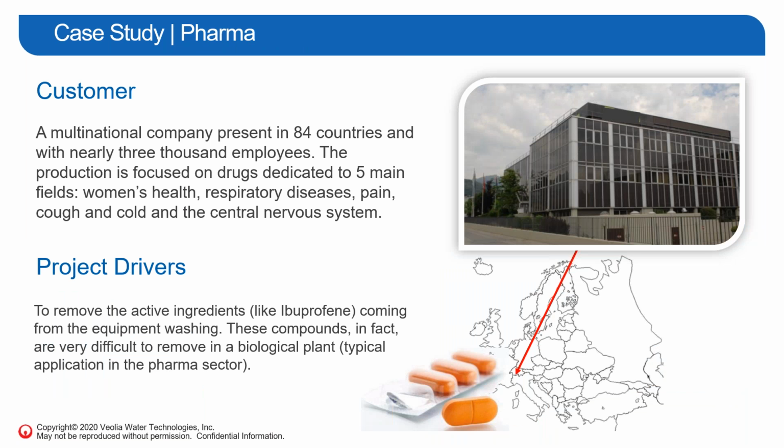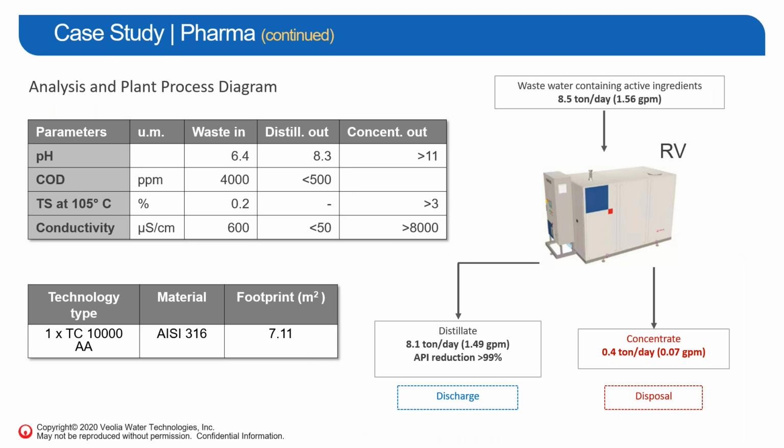Okay, I'm just switching to some of the most important case studies that we had. In this case, we are facing a problem with pharma, and in particular with active ingredients inside the wastewater coming from equipment washing for pharma production. We are talking about around 8-9 tons per day of wastewater, and the main problem for the customer was the API that they have in their wastewater.